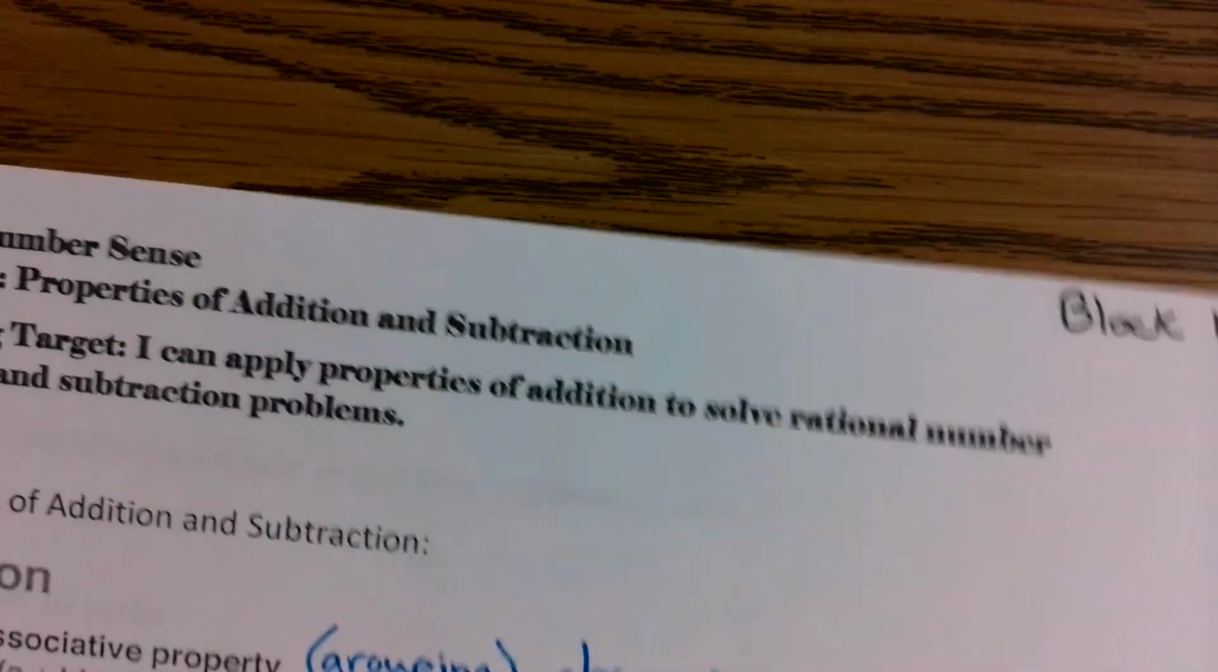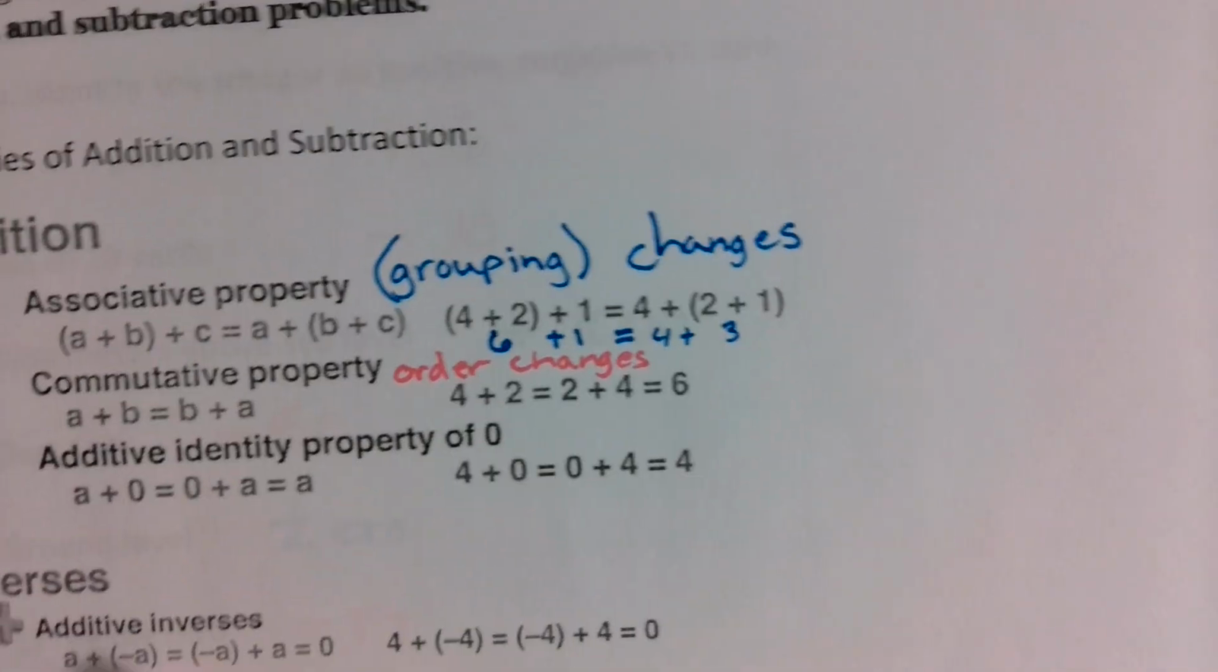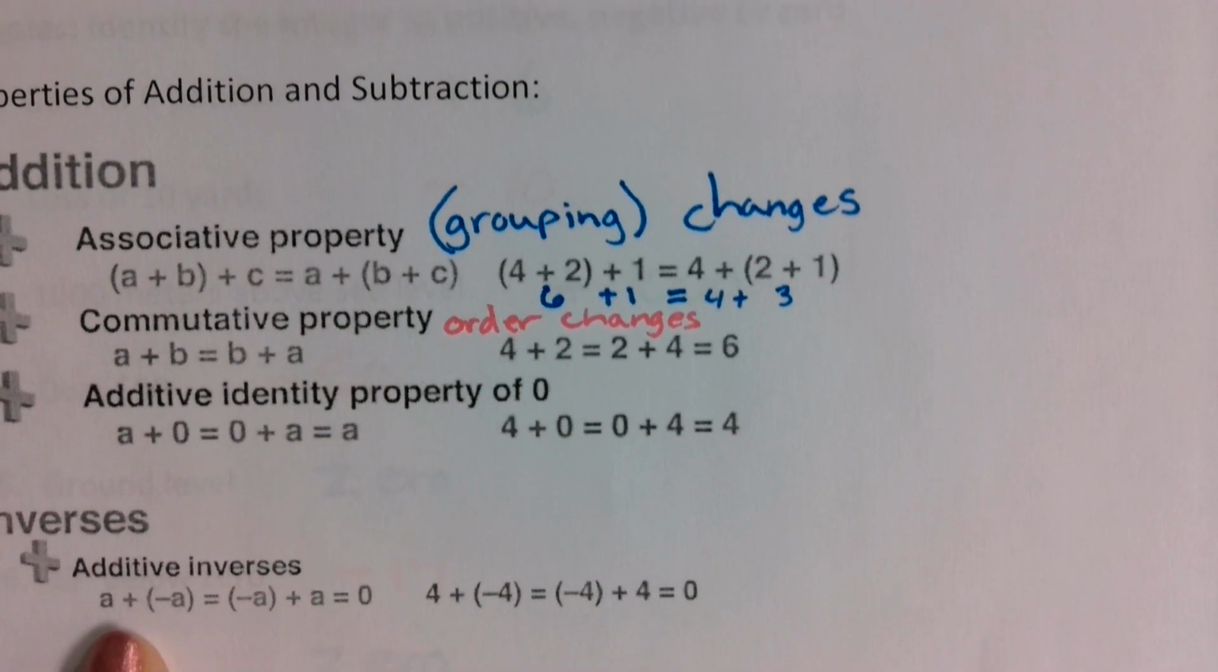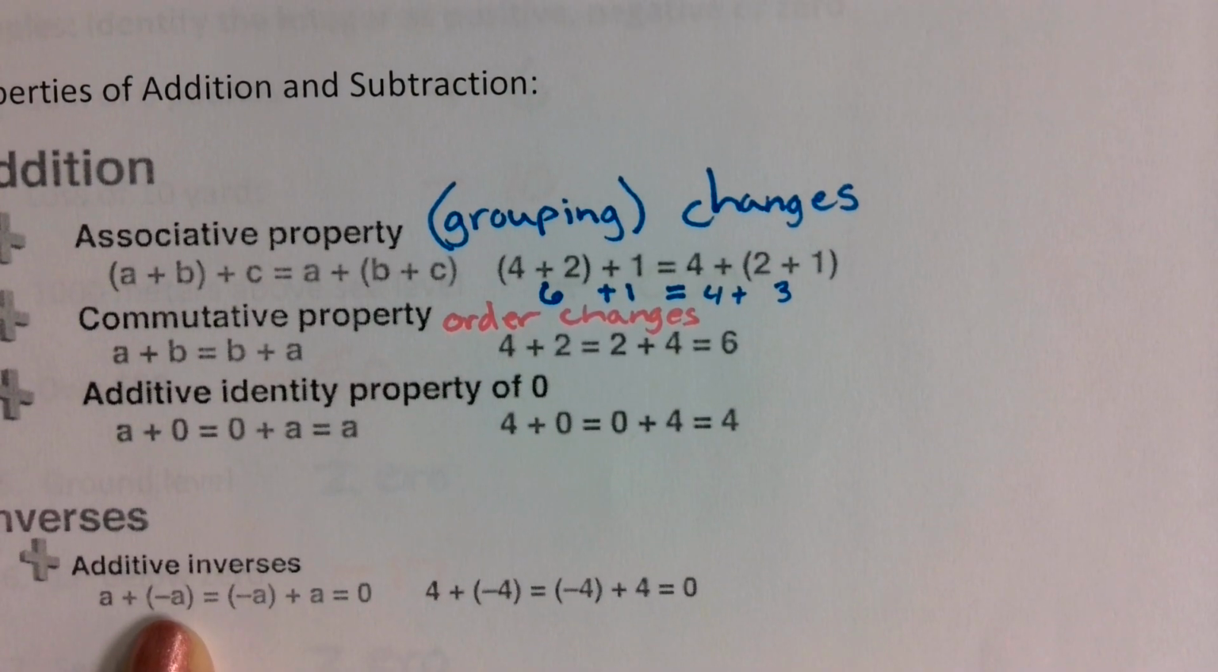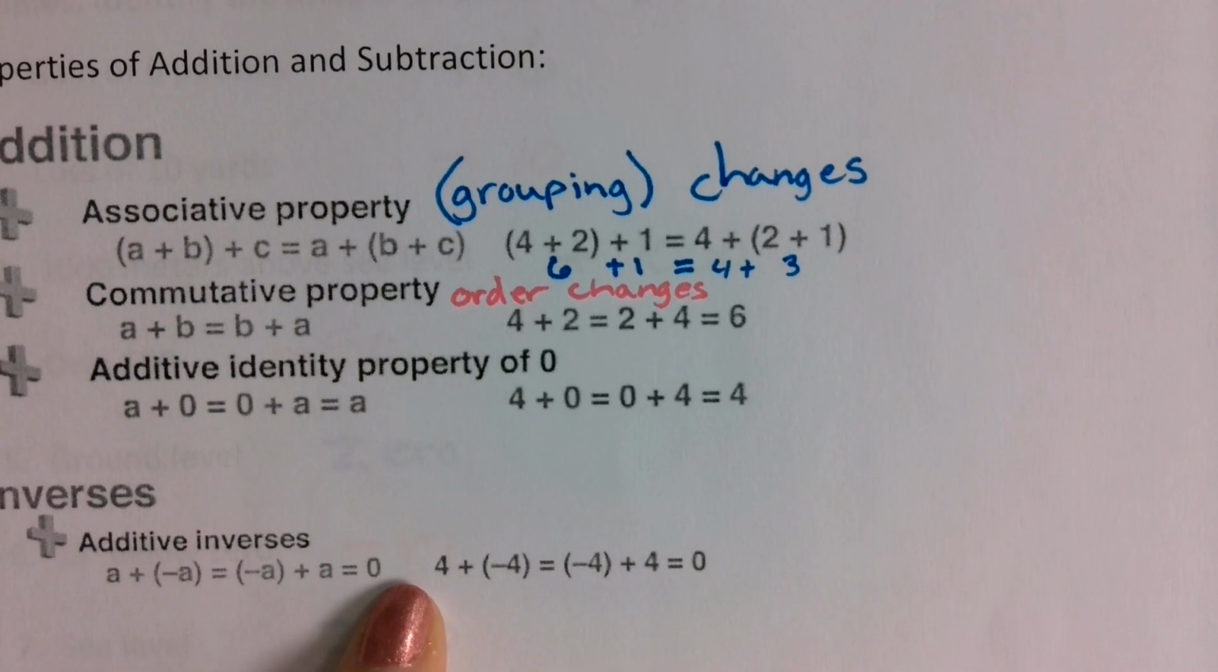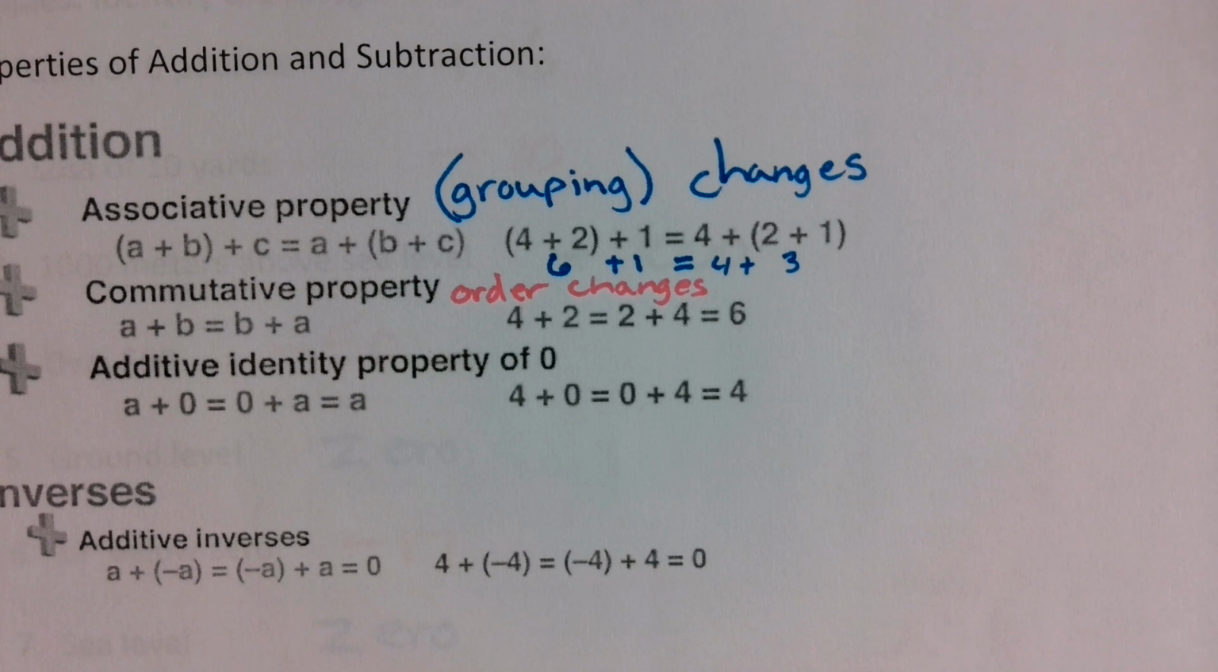Okay, so if we take a look back here, again, our additive inverses, if we have A plus negative A, or you could have negative A plus A, it's going to come out to 0. Okay, because they are direct opposites of each other.